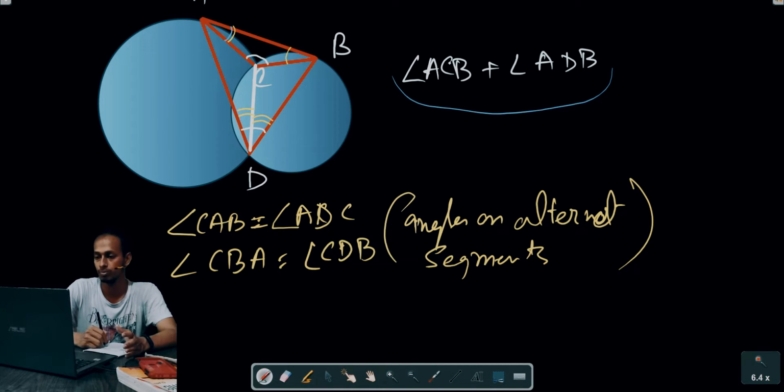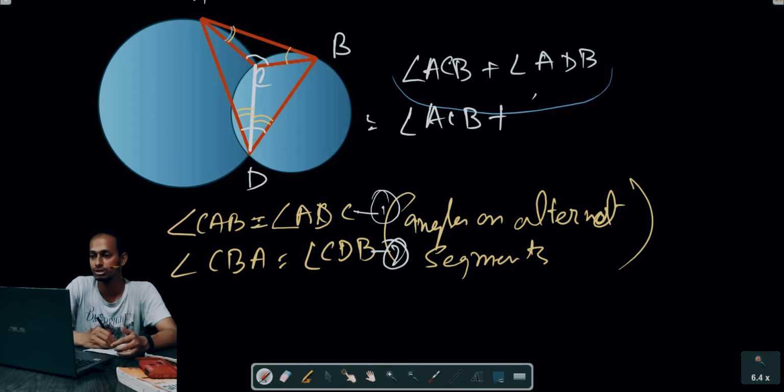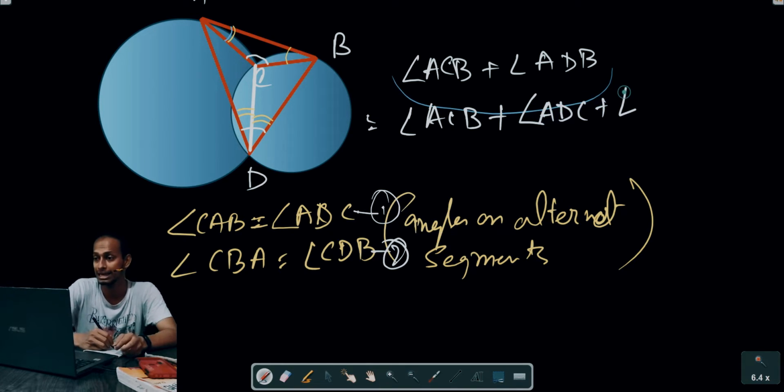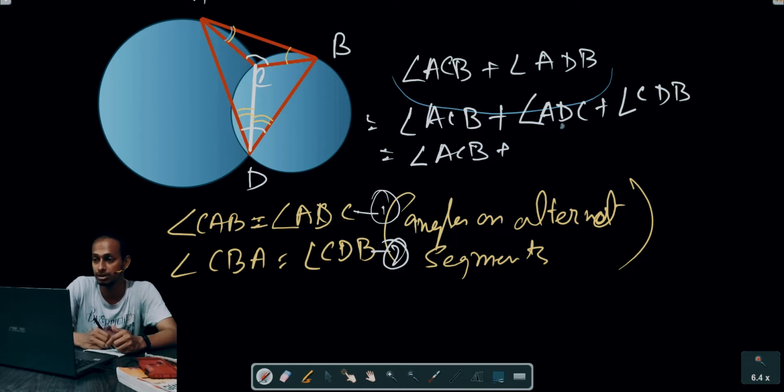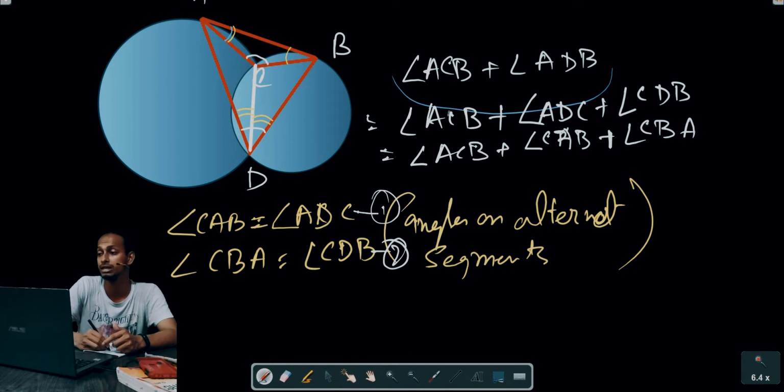So these are the theorems. Now if we go back to the proof part once again and use these results, call them equation number 1 and equation number 2, we can use them now. ACB will remain unchanged, but in place of ADB, look at the figure very carefully. ADB is actually the sum of two angles: one is ADC, another one is CDB. Using equations 1 and 2, ACB will remain unchanged, but in place of ADC, from equation 1 we can write CAB, and in place of CDB, we can write CBA.